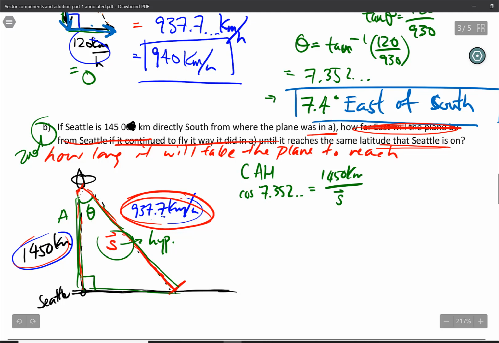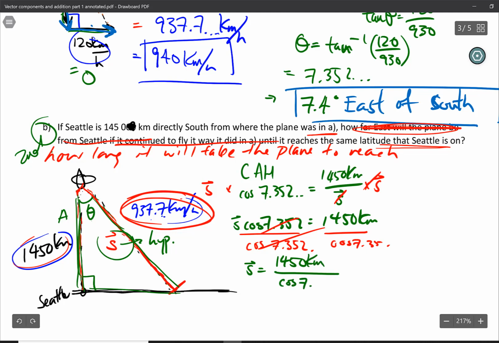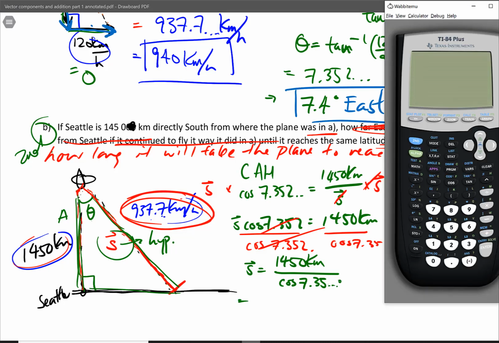And we need to solve for this displacement up here by isolating it and getting it to the top, dividing by cosine on both sides to isolate it, and we are left with the displacement equal to 1450 kilometers over cosine 7.352 degrees. Okay, so we can punch that into our calculator.